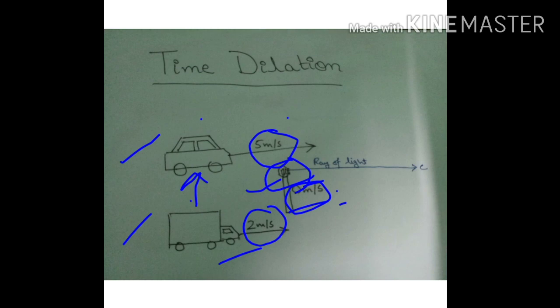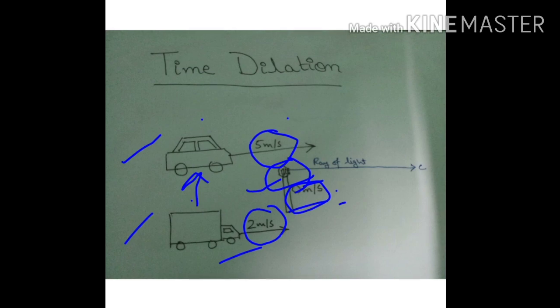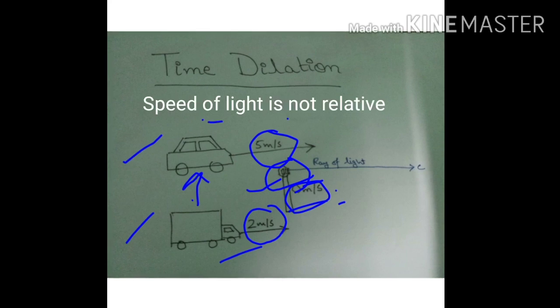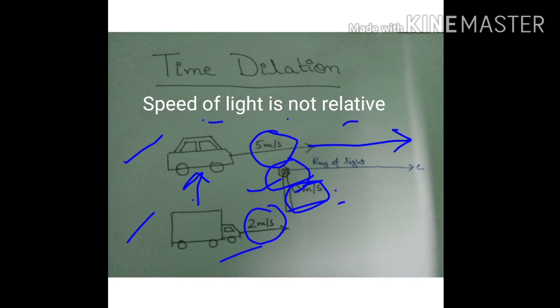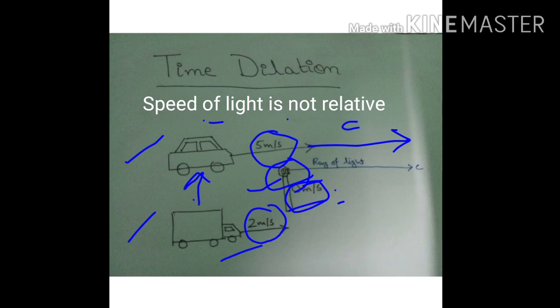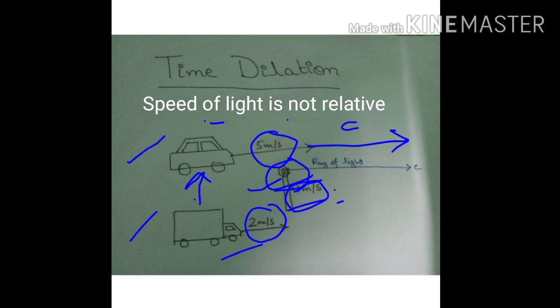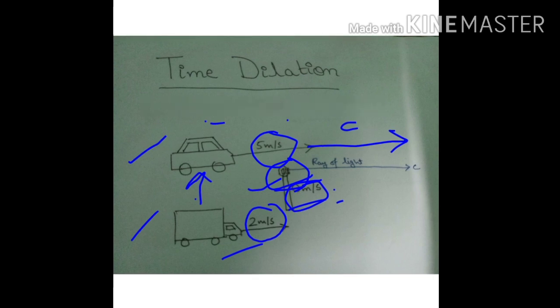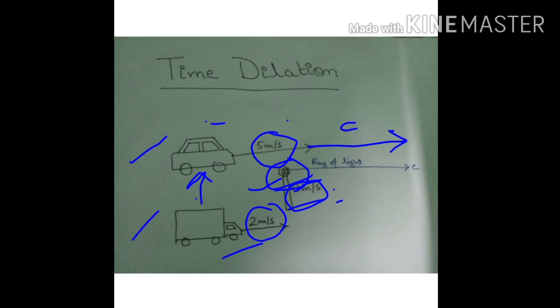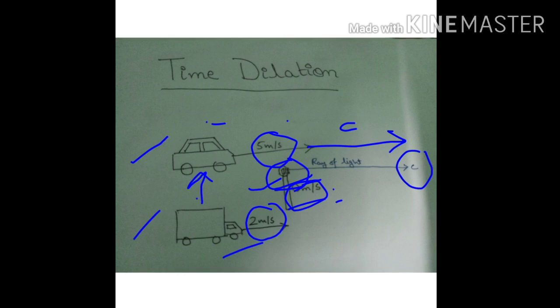But light doesn't obey those rules. Light is an electromagnetic wave. It is not relative. If this car watches this light ray going from the lamppost, it will still be c. If this truck watches this light ray, it will still be c. And if this lamppost is watching this light ray, it will still be c. Even if there is an object moving at half the speed of light, it will still observe this light ray to be c. This is why light is said to be not relative. And this is a big theory, and we would use this to derive time.